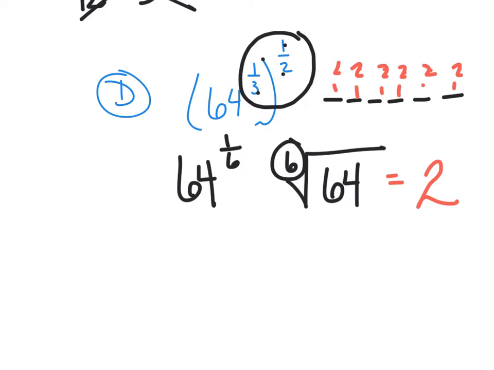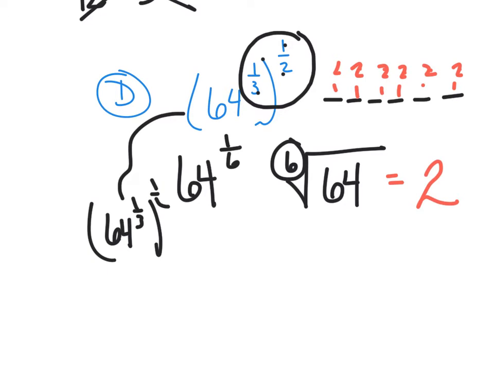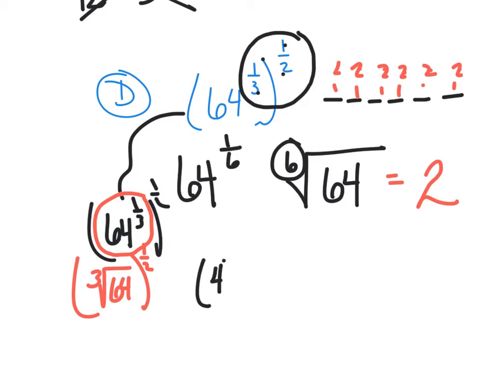Now, let me show you another method. Let me come back over here. 64 to the 1/3 to the 1/2. Could you evaluate 64 to the 1/3 first? Well, that's just the cubed root of 64, all raised to the 1/2. And we know the cubed root of 64 is 4, because 4 times 4 times 4. So I basically have 4 to the 1/2, which is really the square root of 4, which again is just 2. So 2 ways to get you the same thing.